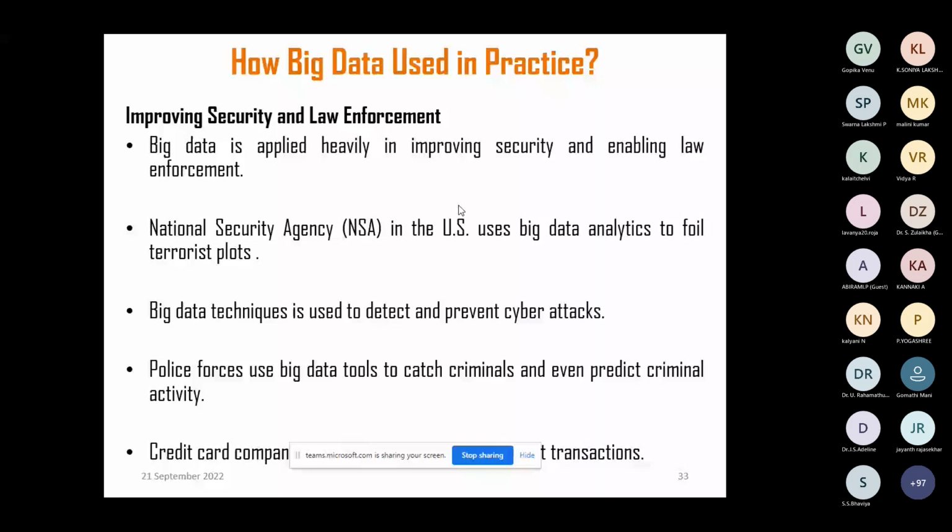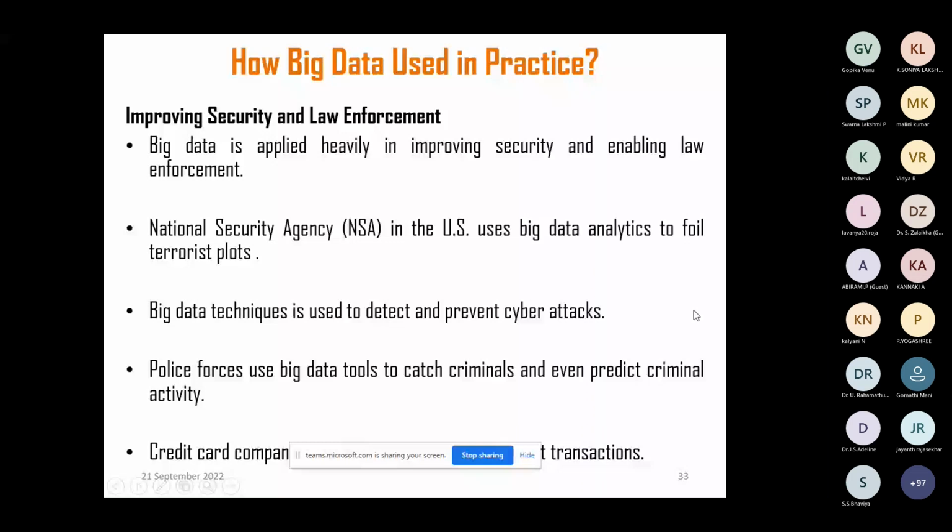Particularly the police department in the USA has used these big data tools to catch criminals or even to monitor or predict criminal activity being carried out. And more interestingly, credit card companies have used it to identify the type of transaction being carried out, whether it is a valid transaction or not.